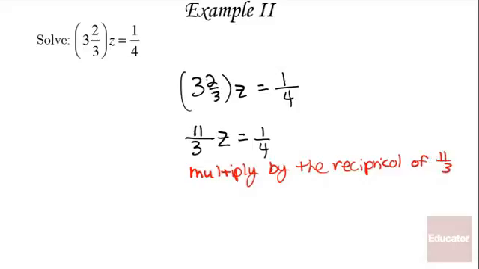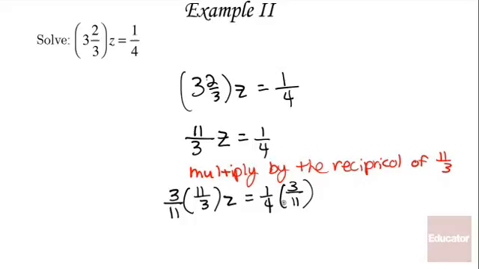Okay, so if you're going to multiply by the reciprocal, or the inverse, of 11/3, you're going to multiply by 3 over 11. That's taking care of both the 11 and the 3 in one step. Doing the same thing on the right side of the equation.